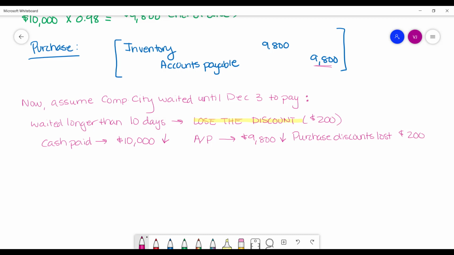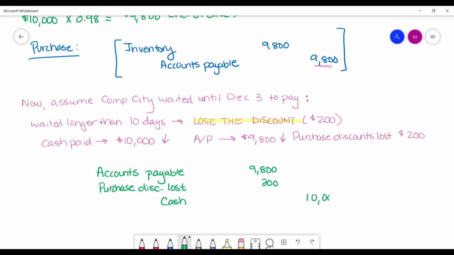And you have your purchase discounts lost, which will balance that entry out. Let's take a look at what that would look like. Since you're paying finally what you owe them, we have to remove that payable off of the books with a debit. So we will debit accounts payable for $9,800. You will debit purchase discounts lost for $200, and you will end up crediting cash for $10,000.